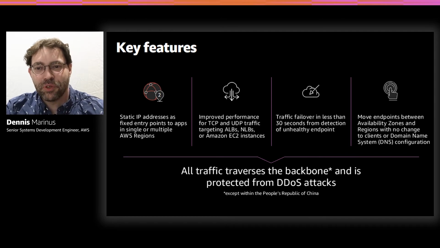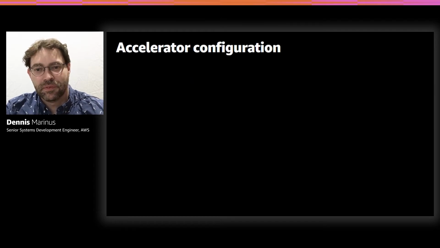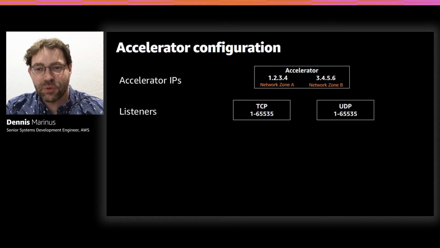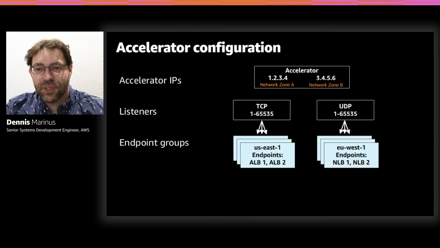So let's go through the basic building blocks that make up an accelerator. First, we'll start with your two static IPs. These IPs are in two separate network zones, which function similarly to availability zones. We then create TCP or UDP listeners. These are the ports or port ranges that your internet clients will connect to, such as port 80 and 443. And finally, we add one or more resources, such as ALBs, NLBs, and EC2 instances behind each listener. These resources can be from multiple AWS regions, and Global Accelerator will automatically route the closest resource for each client connection.